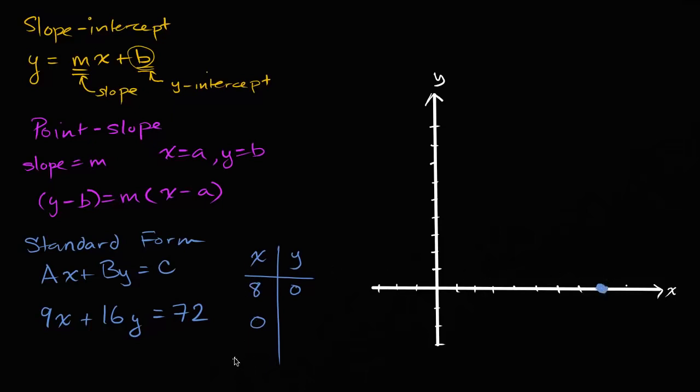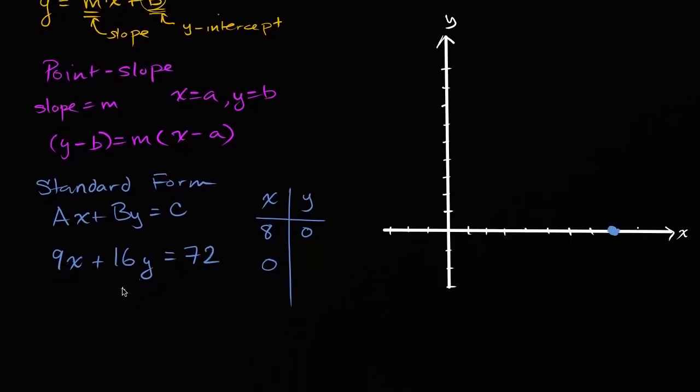Now, what about the y-intercept? Well, we set x equals 0. This term disappears, and we're left with 16y is equal to 72. And so we could solve that. We could say, all right, 16y is equal to 72, and then divide both sides by 16. We get y is equal to 72 over 16.